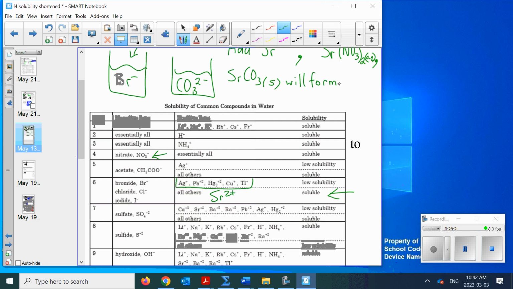So now you know that was the carbonate beaker. The other beaker must be the Br minus. So now you've identified the two beakers, right? Now we're going to take this a step further.